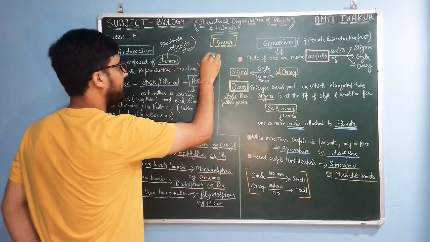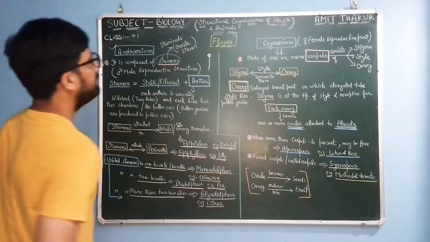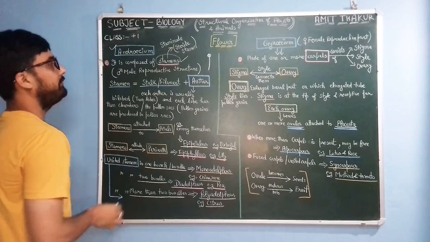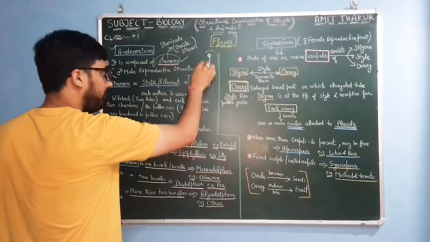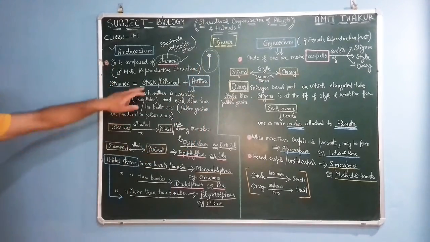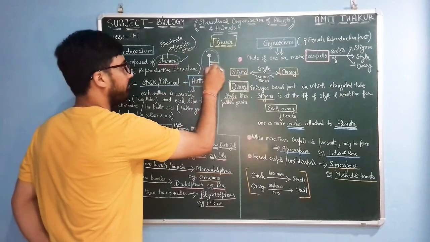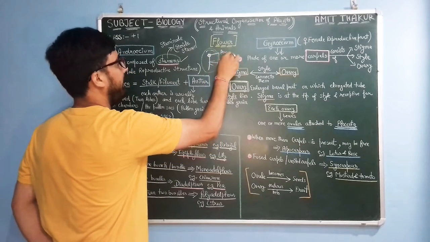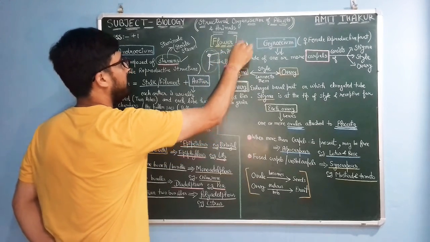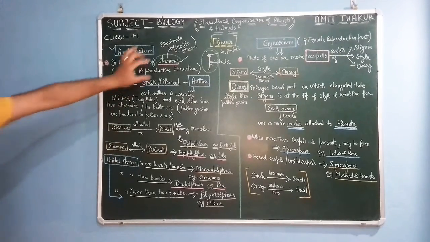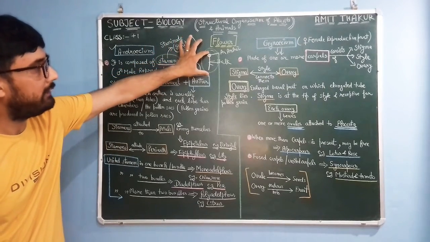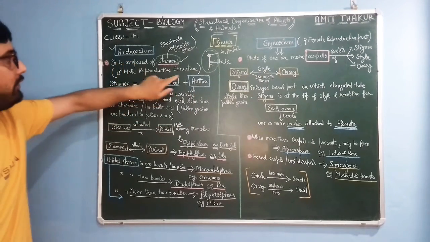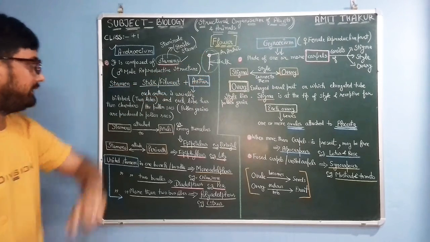Androecium is composed of stamens, and this whole stamen consists of a stalk or filament and an anther. So this stamen, which is a male reproductive part, consists of a stalk or filament and an anther.